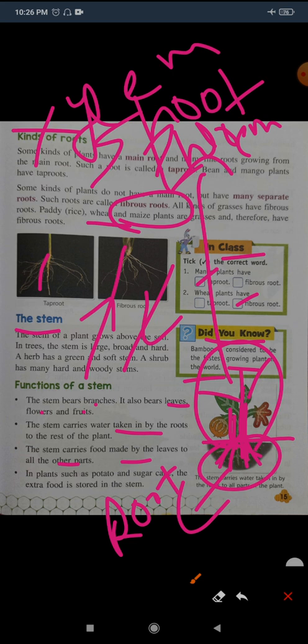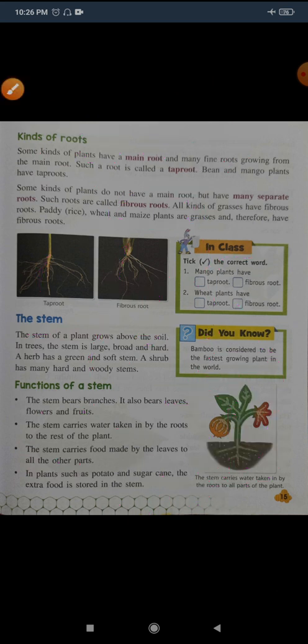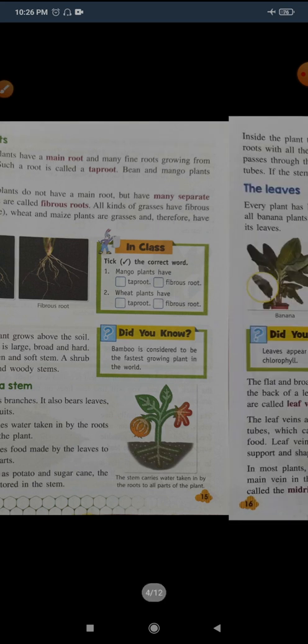And plants such as potato, sugar cane. The extra food is stored in the stem, so these are edible parts of the plant also.